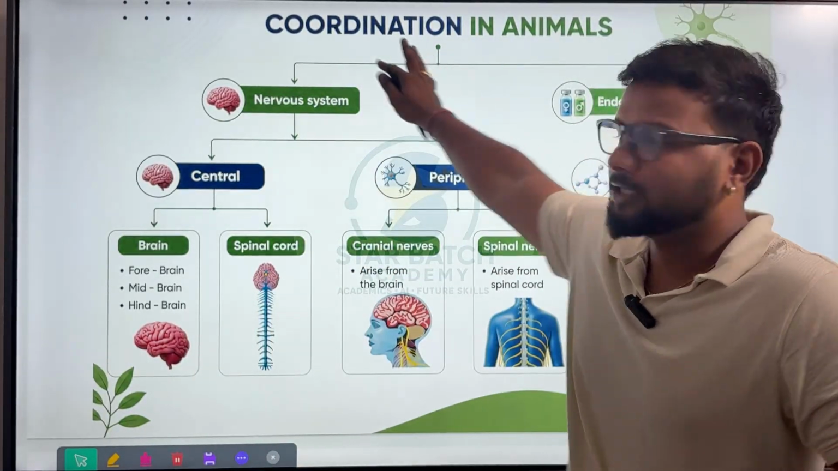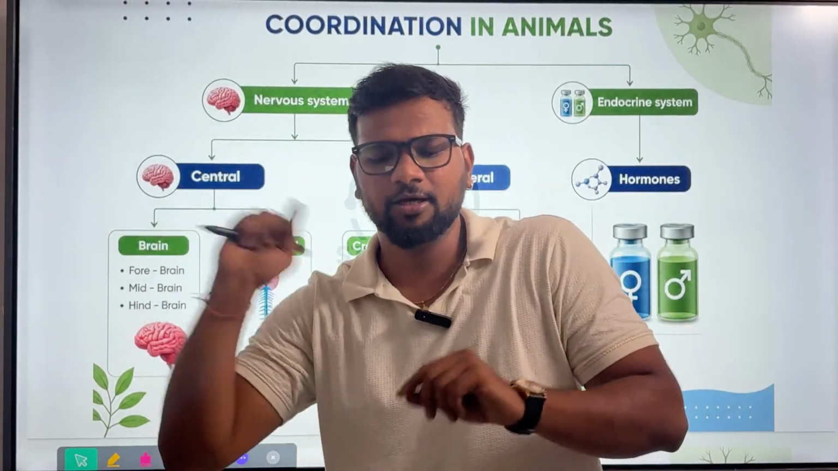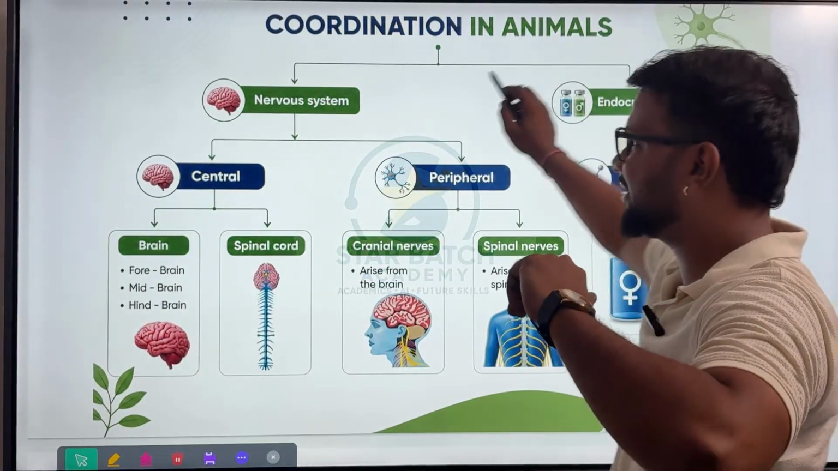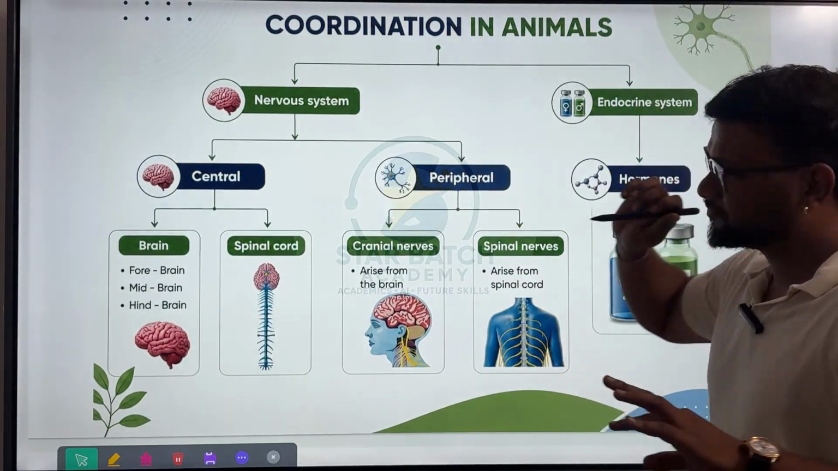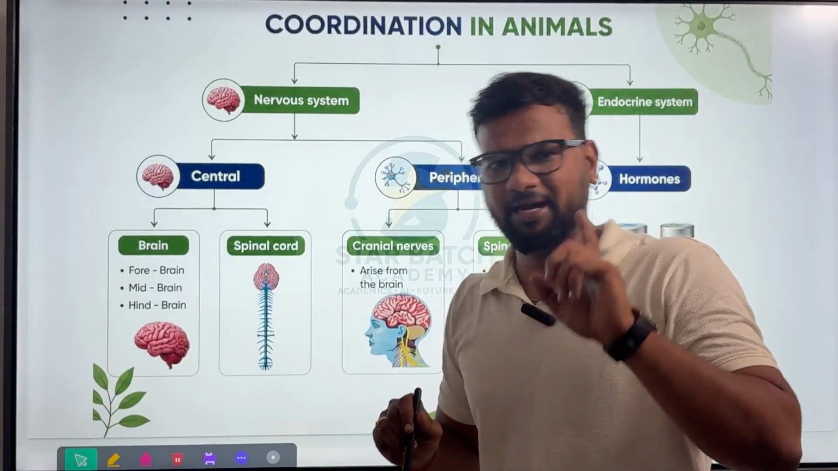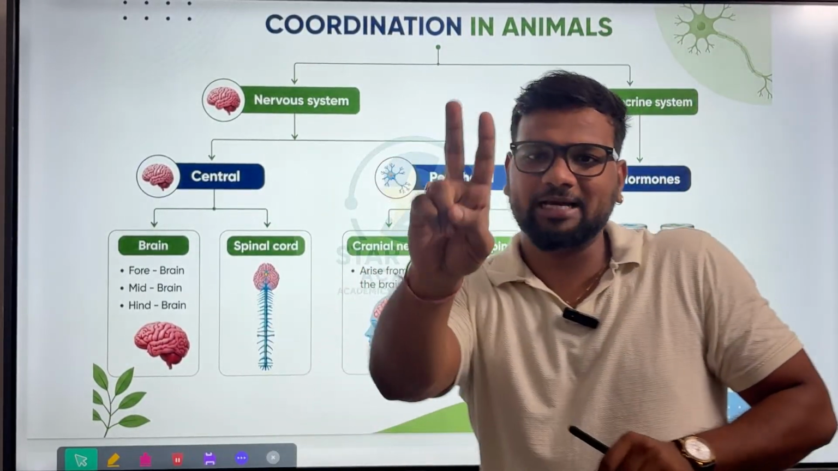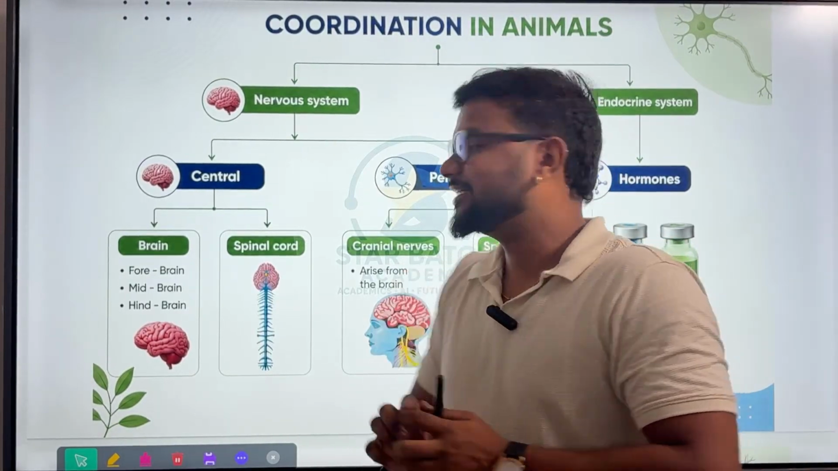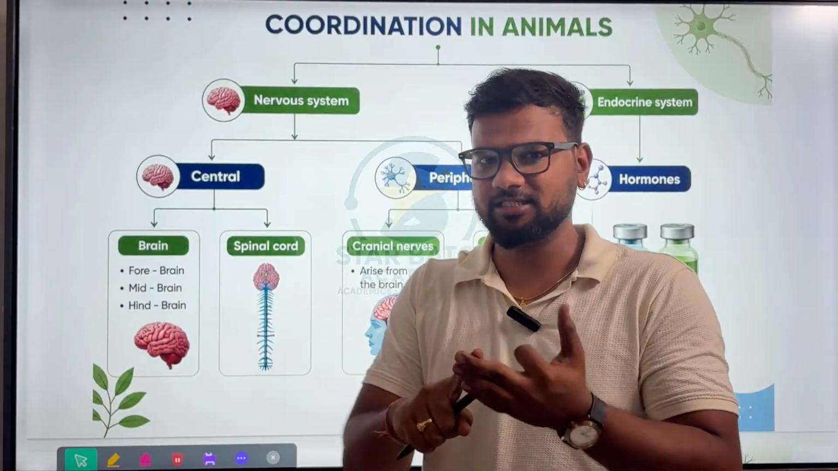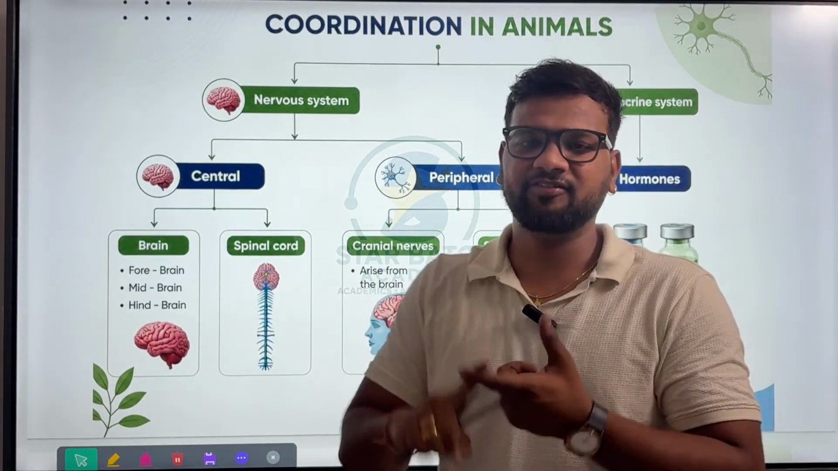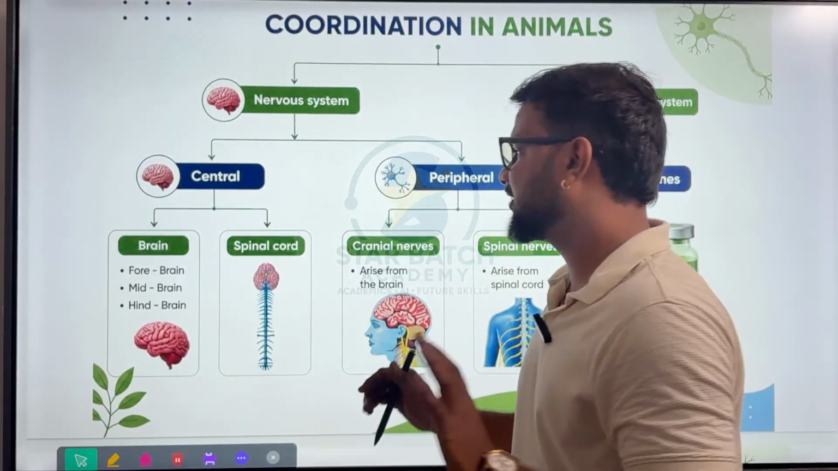And now control and coordination in humans. What is happening in humans? Two things: nervous system and endocrine system. And here we have two types in the nervous system. What are those? CNS and PNS. CNS means central nervous system, PNS, peripheral nervous system.